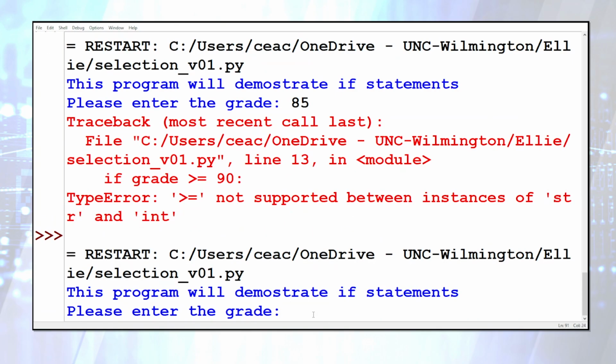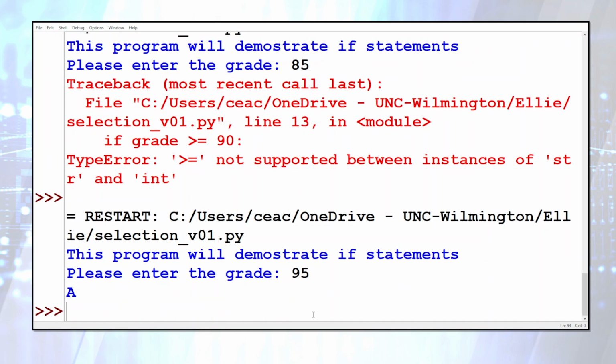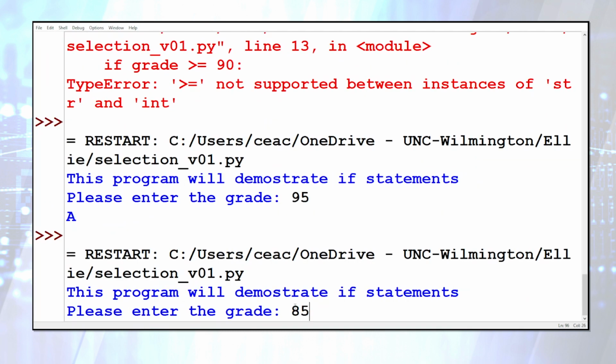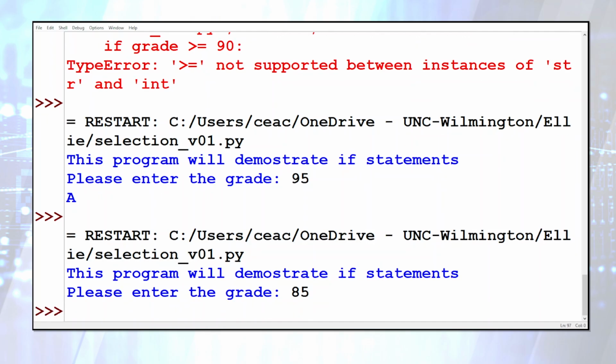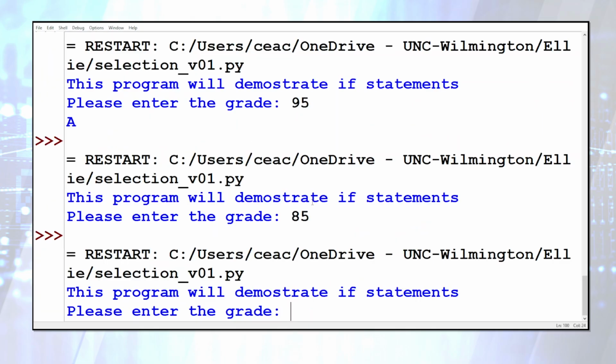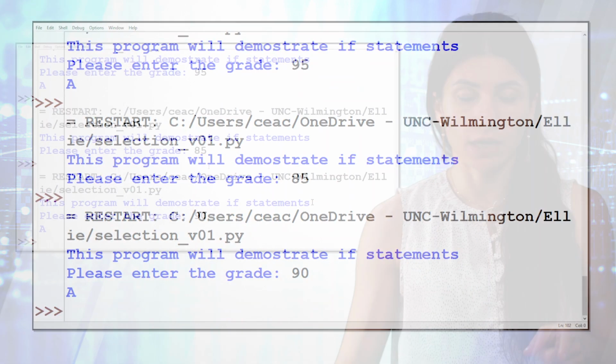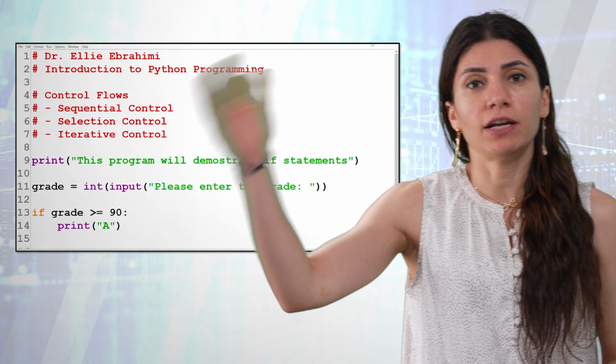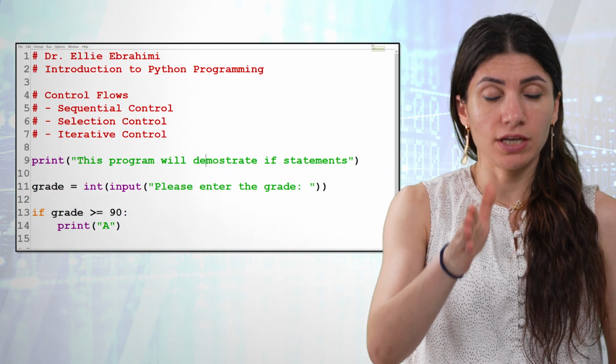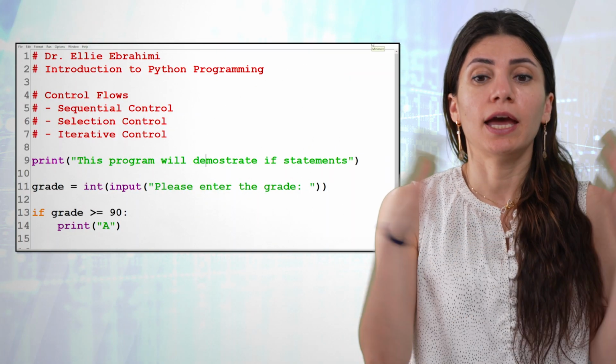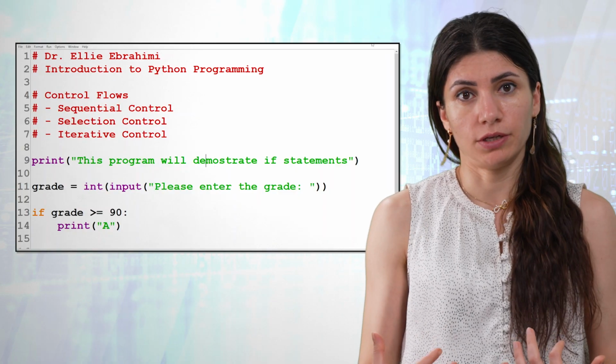So now if I run it, I should not get that problem. I'm going to put 95 and here I get A. I'm going to run it one more time and I'm going to put 85. So I should not get anything because 85 is not greater or equal to 90. So I'm not getting anything. If I run it again and I put the border value, which is 90, I should get A, right? So I tested a value that is greater than 90, a value that is 90, a value that is smaller than 90, and it worked exactly the way I want it, right?